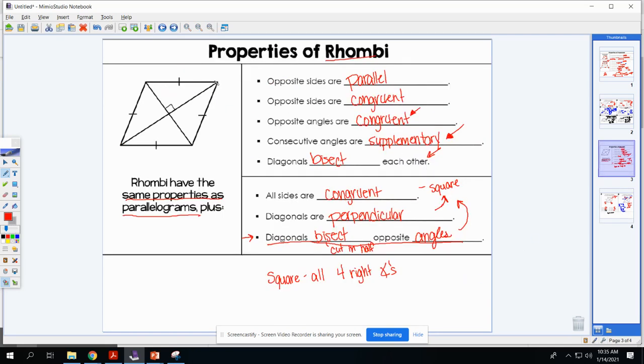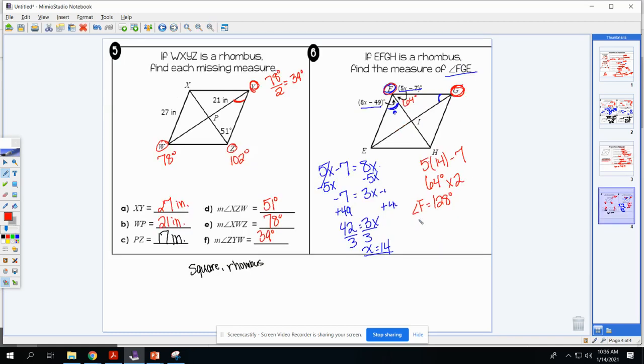Well, angle F and angle G are consecutive angles. We've already talked about it before. Consecutive angles are supplementary. So I know that angle F and angle G are going to add to 180. We know angle F is 128. So all we need to do to solve for angle G is subtract 128 from 180. So angle G is going to be 52 degrees.